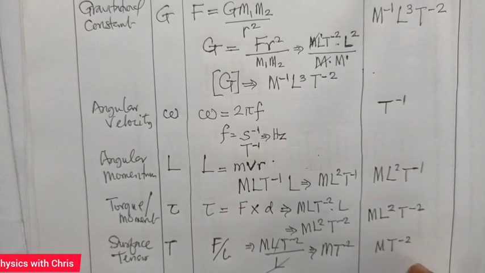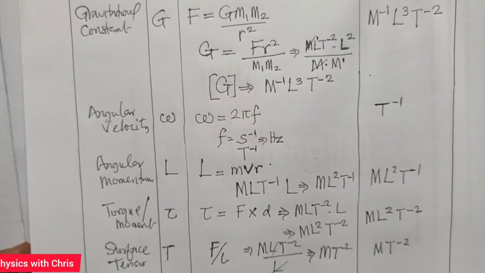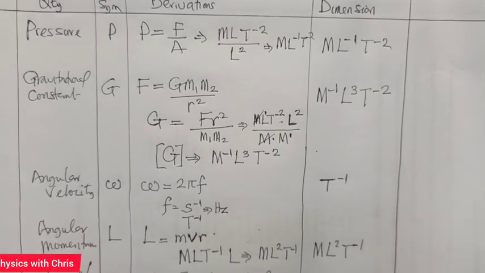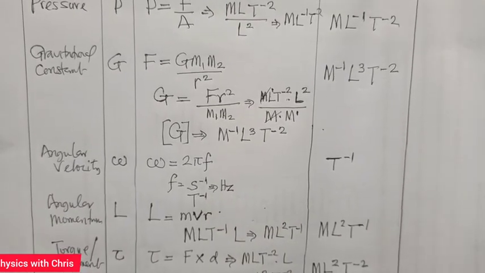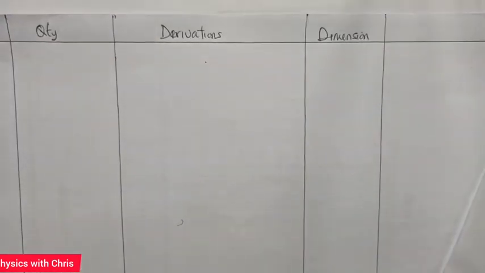So I've seen the dimension of a few more physical quantities. Now let's see more of this. We have gone through a number of physical quantities, deriving their dimensions. Now I want to take more of these physical quantities and find their dimensions.